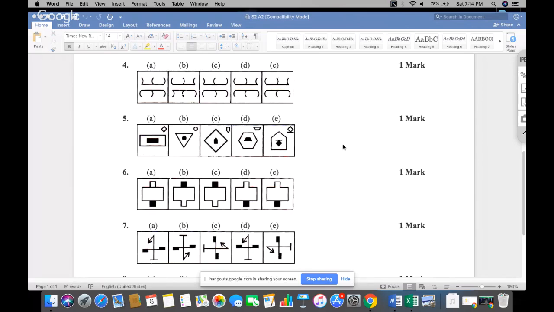Yes, Tanishka has given the right option, that bottom ends are not towards each other. Look at here. Here everywhere bottom ends are towards each other. Only in B bottom ends are not towards each other. Hence the option would be B. Question number 5.